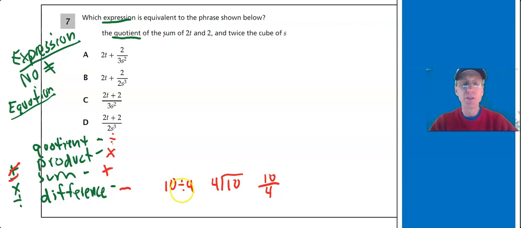So we were talking about different ways to show division. So 10 fourths means there's 4 parts to make a whole. I have 10 parts. So how many wholes can I make? Well, how many groups of 4 are in there?